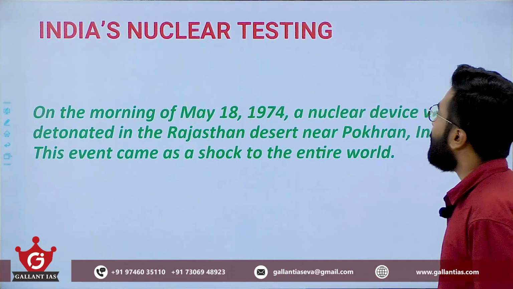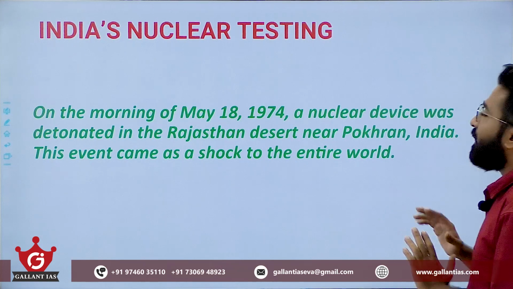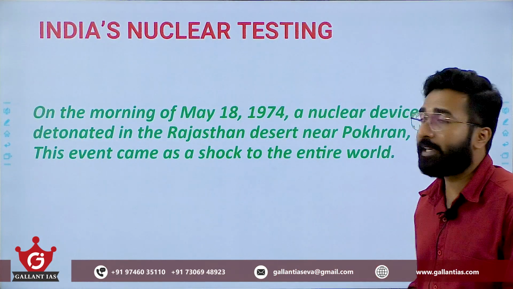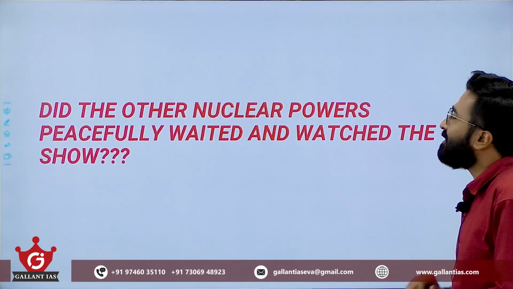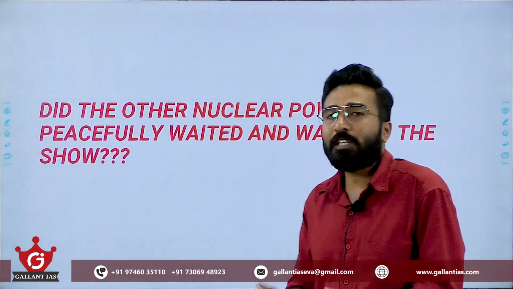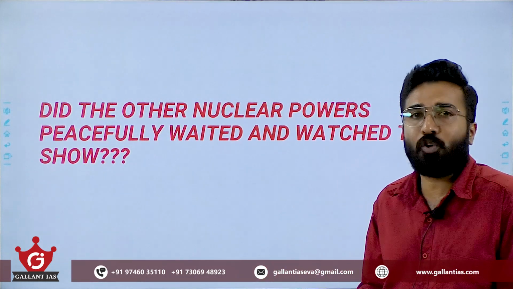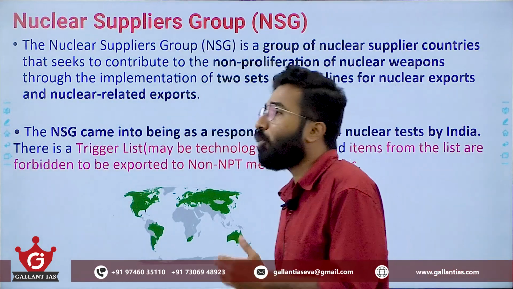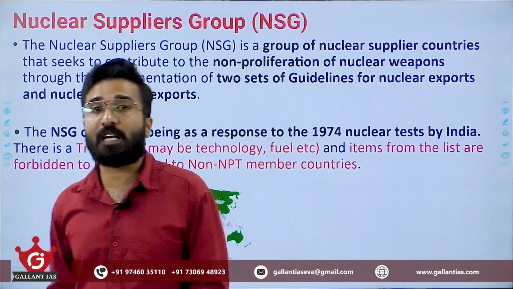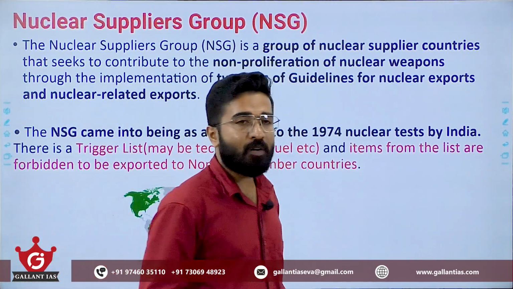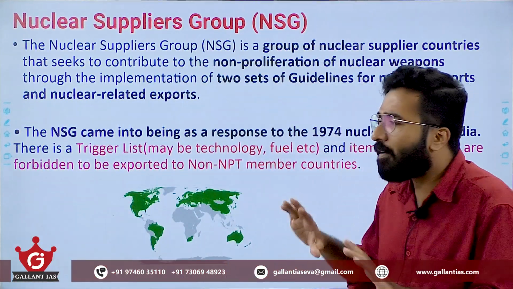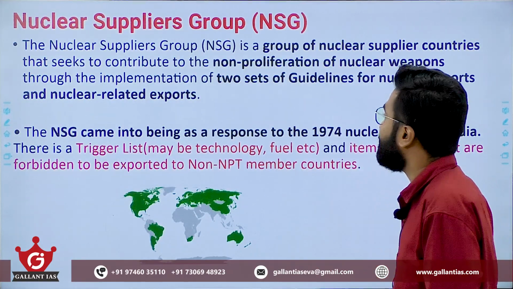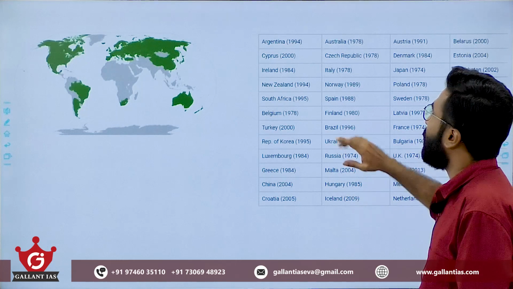On a fine morning in 1974, in the Rajasthan desert area, we detonated a nuclear device and we became a nuclear power. But my question is, did other countries just peacefully watch the nuclear explosion show of India? Never. They immediately created a group called the Nuclear Suppliers Group, and they started threatening India. They said they won't give us nuclear fuel. There are many associated stories and interesting facts related to NSG. We'll talk about that in detail in our module course.